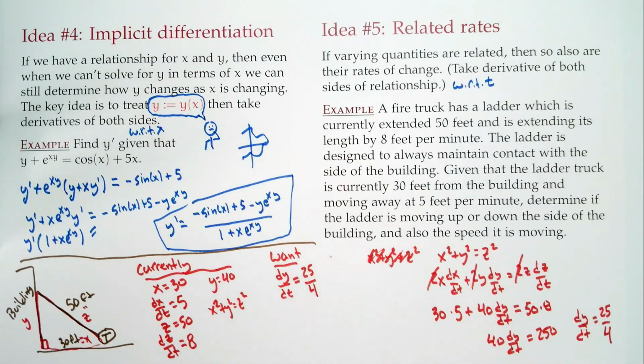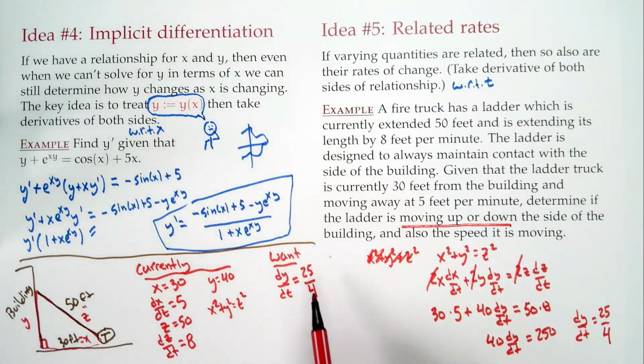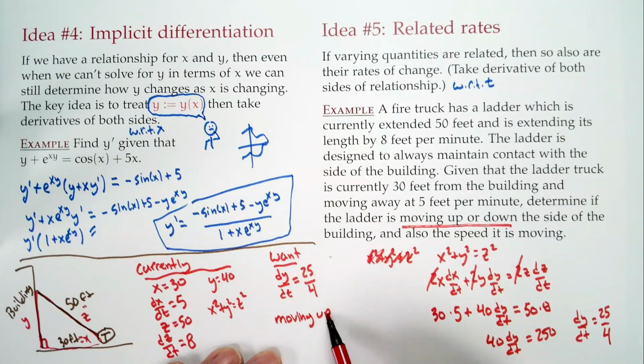Now, the question is, well, what's happening? Is it moving up or down? Well, that's a question of the sign. So here, it's a positive sign. That means that the y is increasing. If y is increasing, that means it's going to be moving up. So, moving up. That's the first piece.